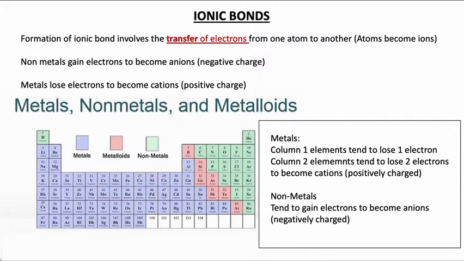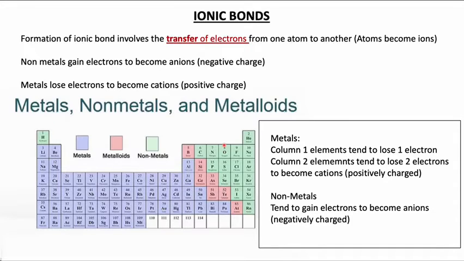In ionic bonding, we should know that the formation of an ionic bond involves the transfer of electrons from one atom to another, where the final product atoms become ions. So, in contrast to what we've seen before in covalent bonding, where there is sharing of electrons, in ionic bonding there is no sharing, there is transfer of electrons, which is opposite to what we've seen in covalent bonding, where here we have a gain-lose situation of electrons.